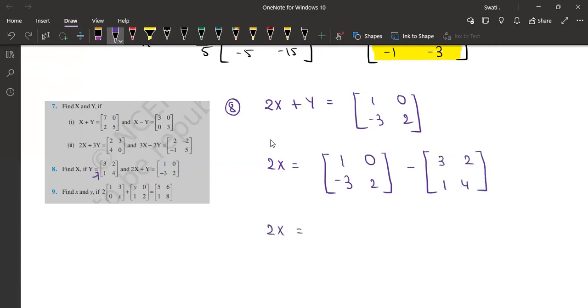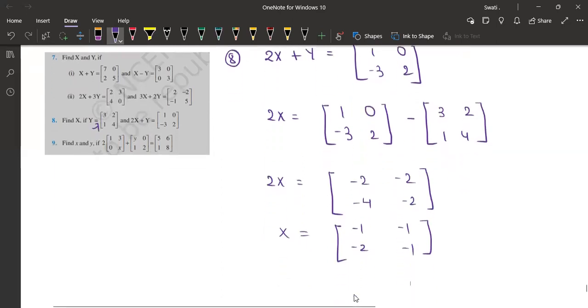See, the 8th one is so simple. 1 minus 3 is negative 2, 0 minus 2 is negative 2, minus 3 minus 1, that is negative 4, and 2 minus 4, that is going to be negative 2. And if you simplify, like if you just want to find out the value of x, 2 will get divided. So negative 2 by 2, negative 1, negative 1, and then negative 4 by 2, that is negative 2, and this is negative 1. Wow. So the answer is negative 1, negative 1, negative 2, negative 1. This is the value of x, and we wanted to find this only.